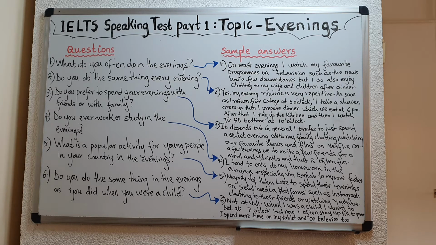Now, in that answer, I have used linking words, but I have also used a complex sentence. In English, we have 3 different types of sentences: simple, compound, and complex. The examiner expects you to use a variety of sentence structures in your answers. So if you're not familiar with those 3 types of sentences, feel free to have a look at my playlist on grammar, and you will find a video about the 3 different types of sentences that we have in English and how you form them.